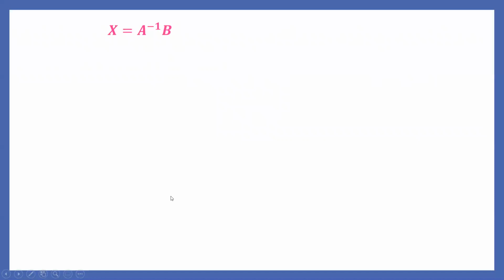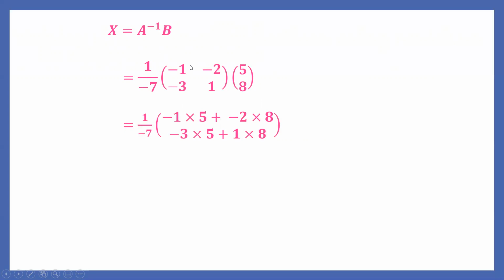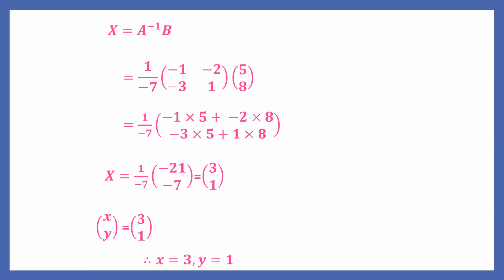So X equals A inverse times B. Here is A inverse times B, where B is 5, 8. I simplify and multiply these two matrices. I get X equal to 1 over minus 7 times minus 21, minus 7. Multiplying these, I get 3, 1. Now capital matrix X was x, y. So this means that x equals 3 and y equals 1.